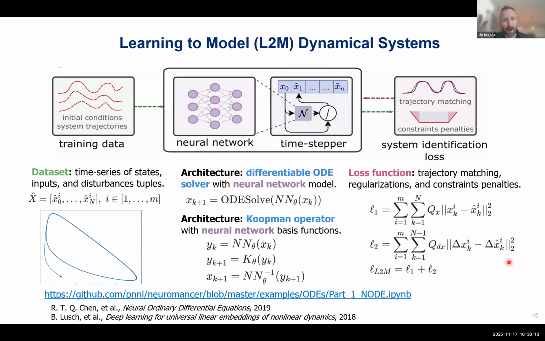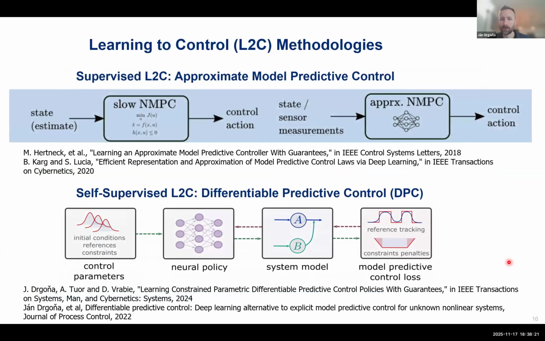I'm going high level, so we can get the big picture, but I'm happy to follow up on each specific detail afterwards. Okay, so I went through PINNs, physics-informed neural networks for differential equations as neural solvers. I went through learning to optimize as neural solvers for constraint optimization problems. And I went through learning to model as neural surrogates for dynamical systems.